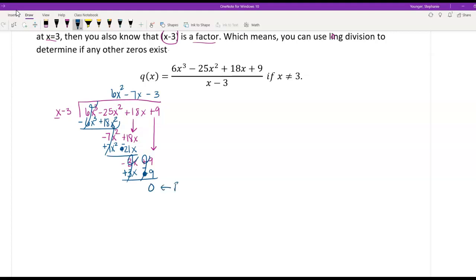Which means my remainder is 0. So this answer, when I divide 6x cubed minus 25x squared plus 18x plus 9 by x minus 3, is x minus 3 times 6x squared minus 7x minus 3. All right, so now we can factor to get all possible real zeros.